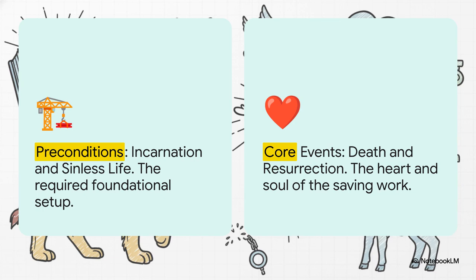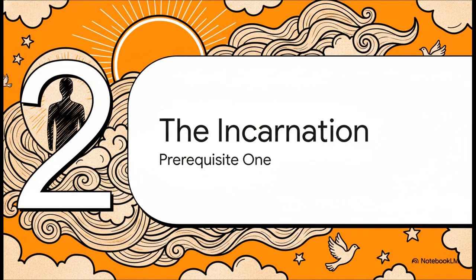What's super interesting here is the strict architectural relationship established between these categories. Think of it kind of like taking high school math. You absolutely cannot pass calculus without first passing algebra, right? Well, the preconditions, the incarnation and the sinless life, are that required foundational setup. The core events, the death and resurrection, are the heart and soul of the saving work. But without that foundational setup, the core events are logically and theologically impossible. Which perfectly tees up our next step, Section 2.